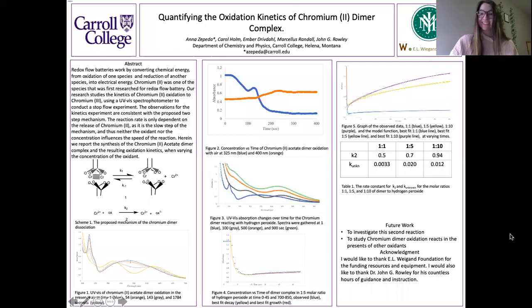Hi, my name is Zepeda, and I have the privilege of quantifying the oxidation kinetics of a chromium-2 dimer complex this semester in integrated lab. So a little bit of background.